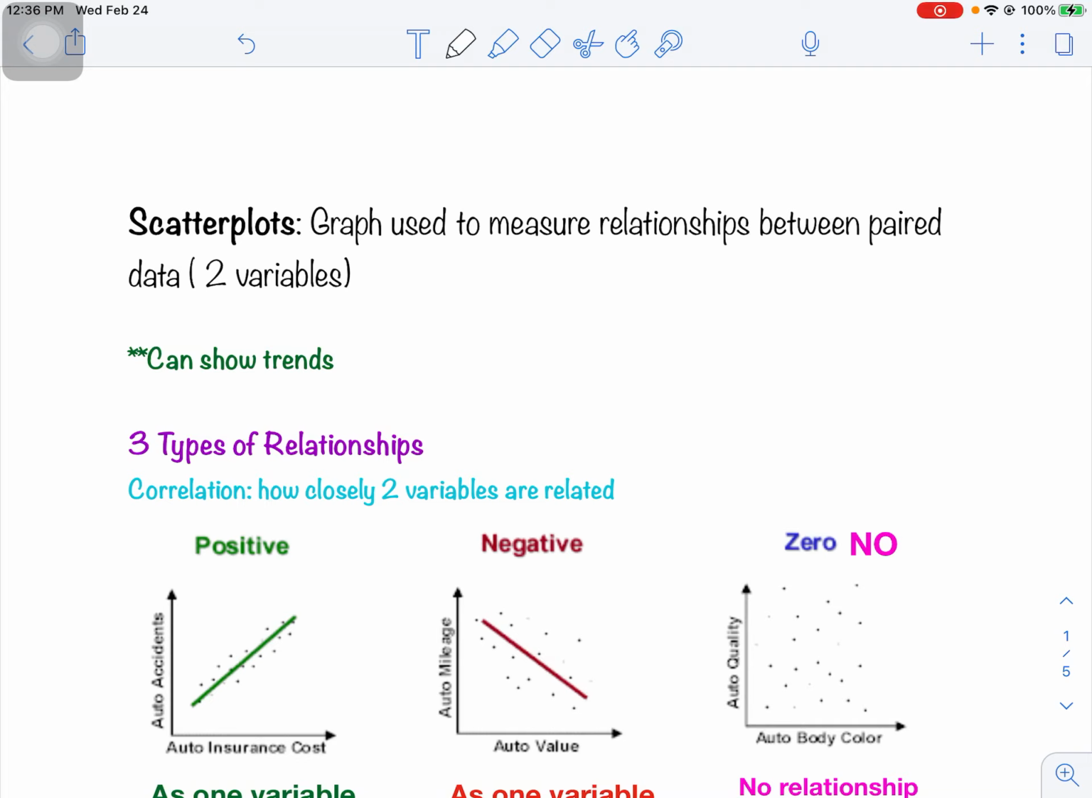And there are three types of relationships that you can look at on a scatter plot graph and be able to see if there's any kind of relationship. We call those relationships correlation. And correlation is how closely two variables are related. It's not necessarily a cause and effect, but a lot of times people tend to lean that way. So correlation is just the relationship they have. One may be a predictor of the other, but not necessarily.